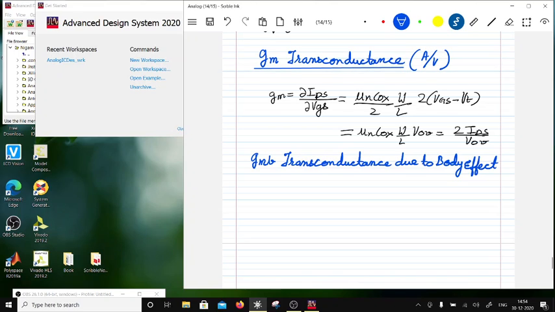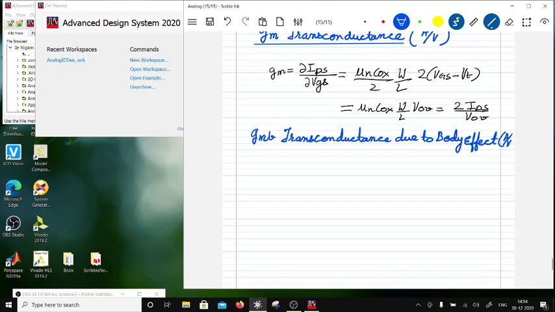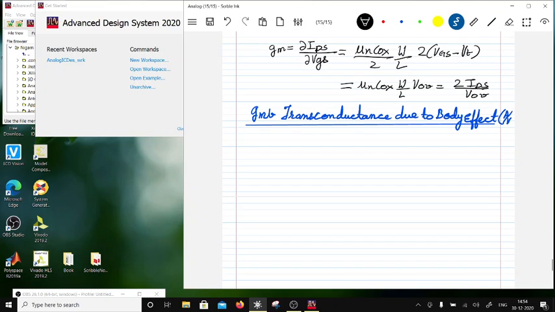Again, the units are going to be ampere per volt, nothing special in it, right? The only thing is that it is going to be in the opposite direction. And how do I know it will be in the opposite direction? Let's see. ∂IDS by ∂VSB is what we are looking for.